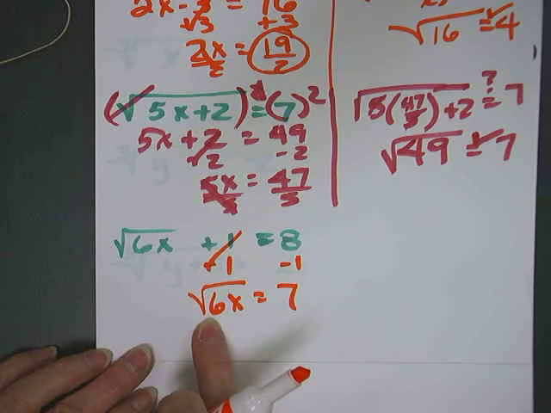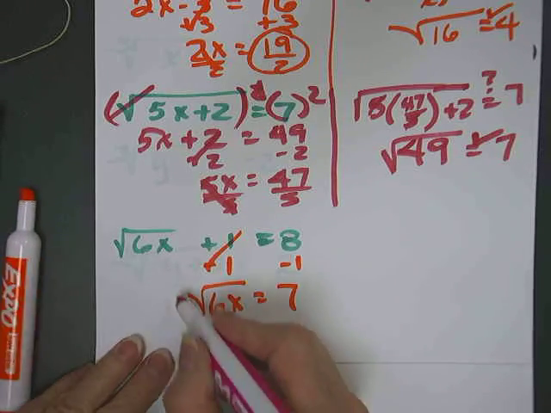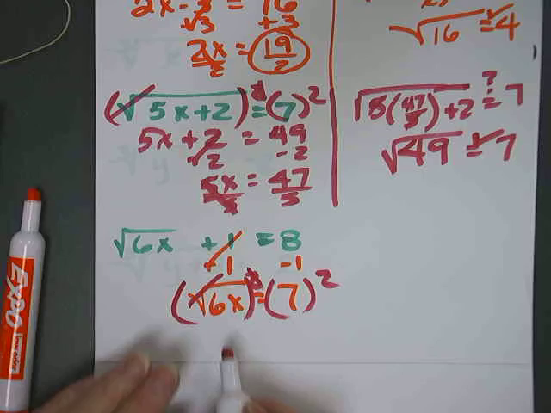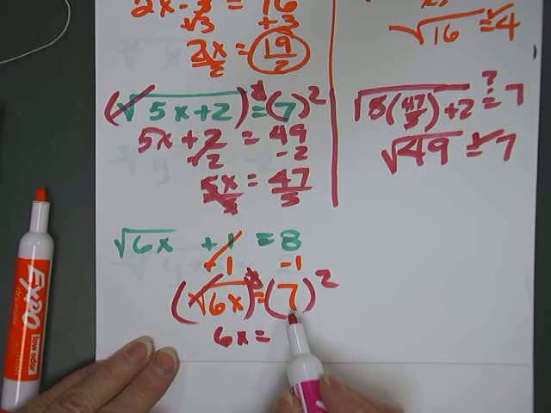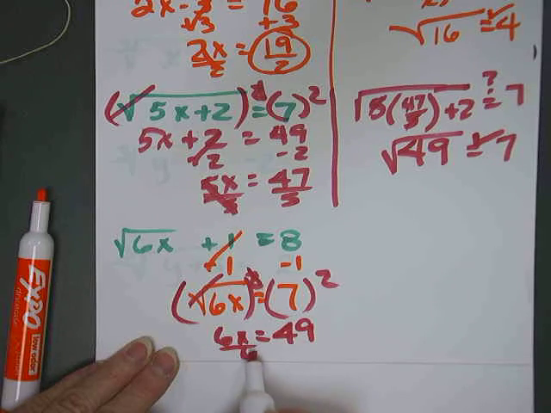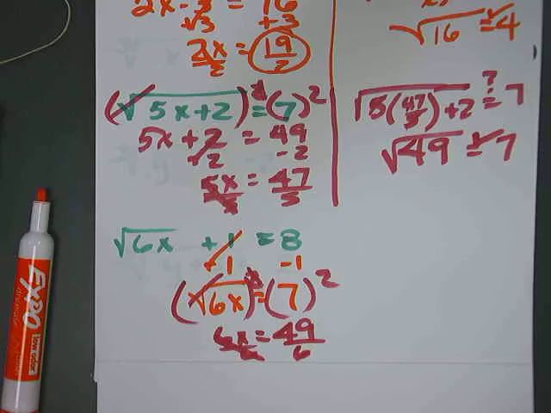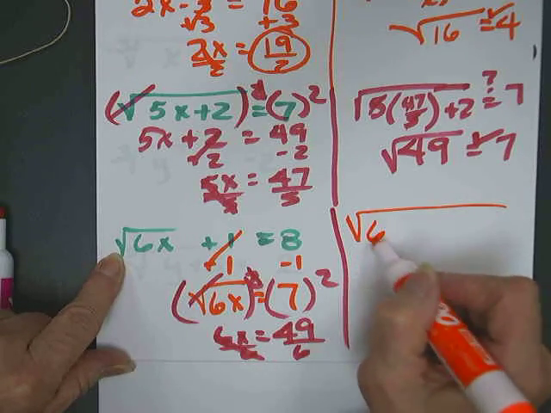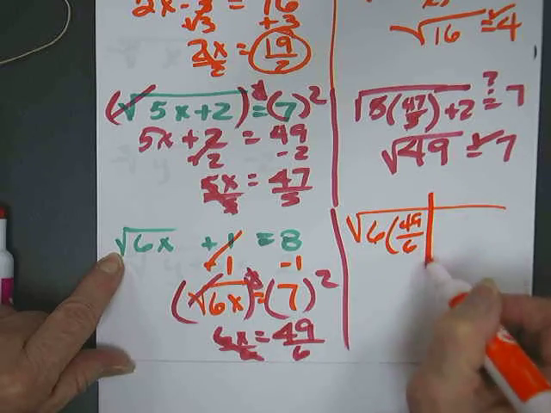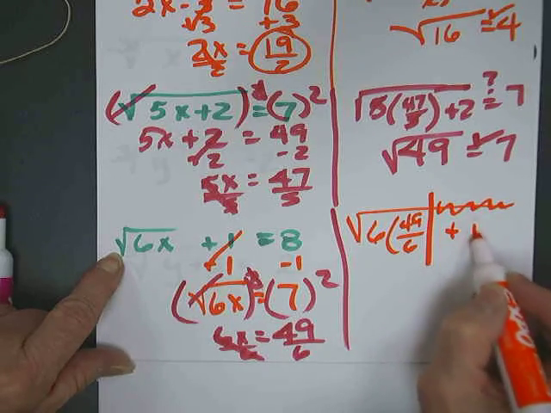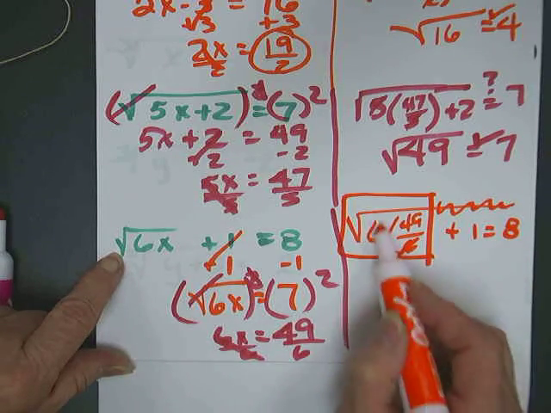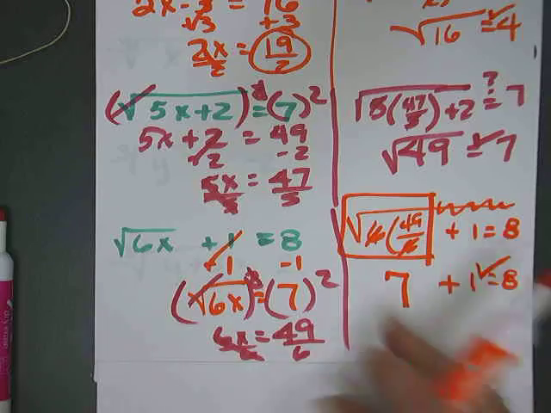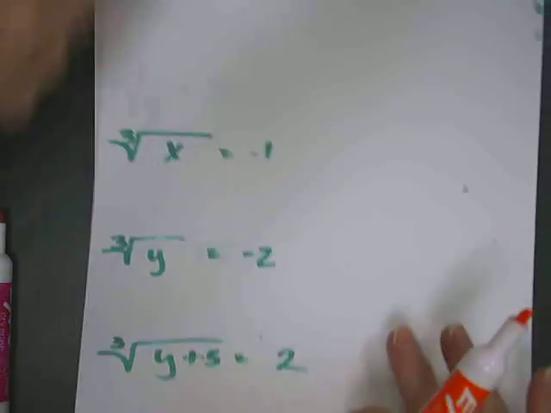Now we do what? It's a square root, so we're going to square it. The square gets rid of the square root. So you have 6x equals 7 times 7, 49. Divide by 6. To check it, we have the square root of 6 times 49 over 6. That's as far as that goes. Plus 1 equals 8. So the square root of 49 is 7, plus 1 is 8. So that does check out.